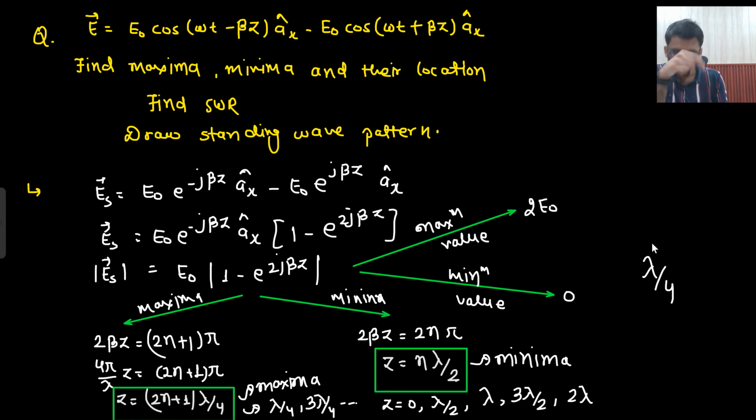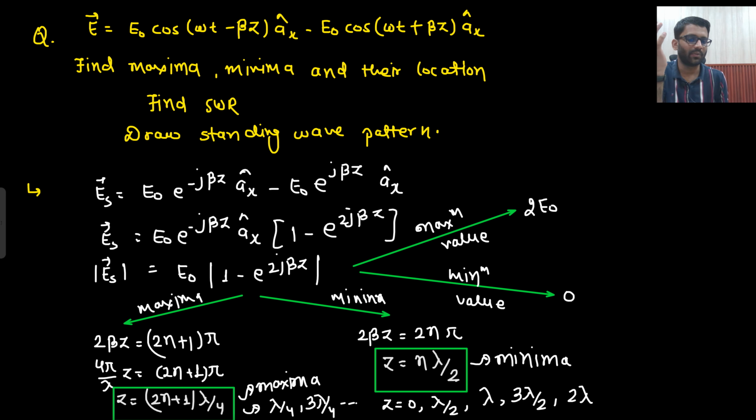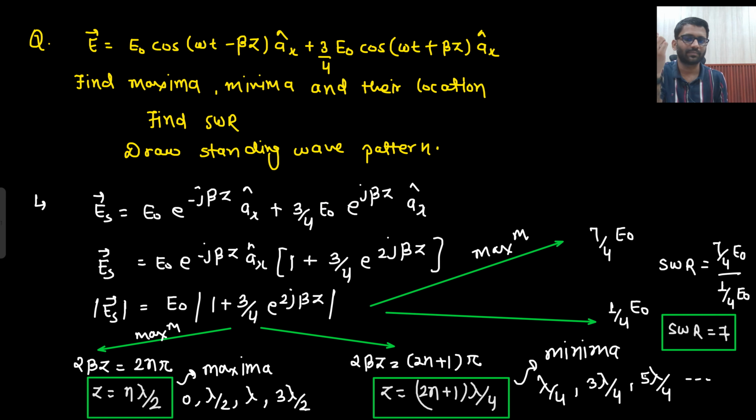What is the location of maxima? Lambda by 4. First maxima at lambda by 4. So I will subtract lambda by 4. What am I getting? 0. Yes, it is acceptable. So my first minima is at 0. Then 0 plus lambda by 2 plus lambda by 2, in that manner it will go. So 0, lambda by 2, lambda, 3 lambda by 2, in that manner it will go. Is that clear to you? Then I can draw the standing wave pattern.